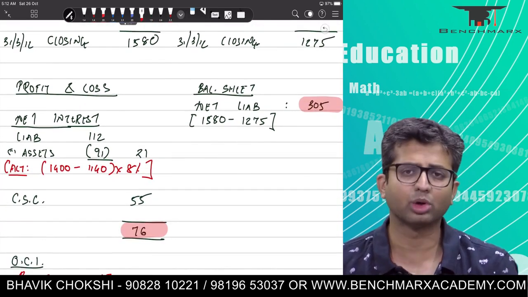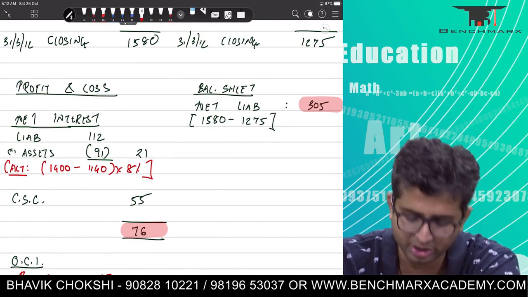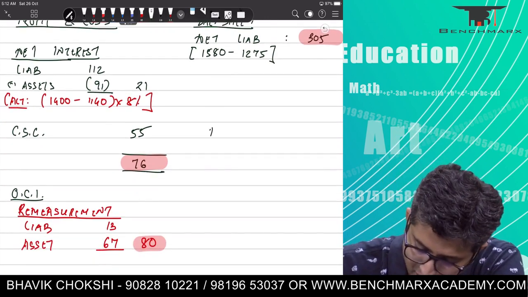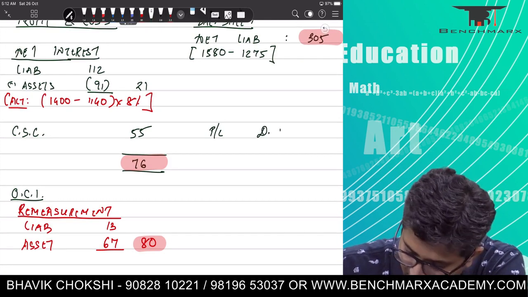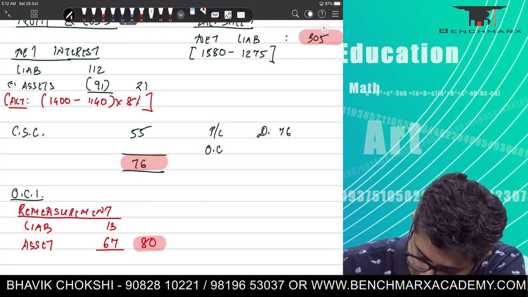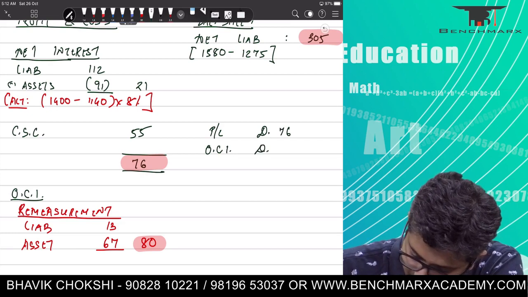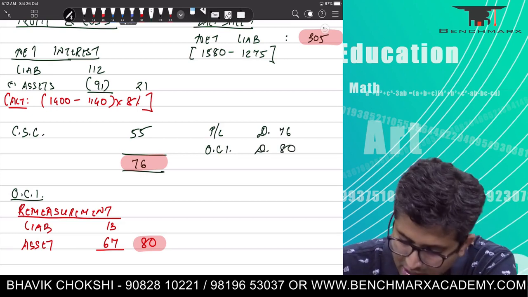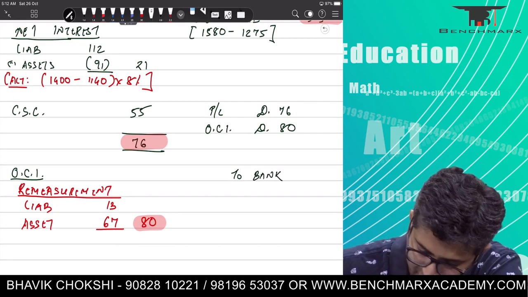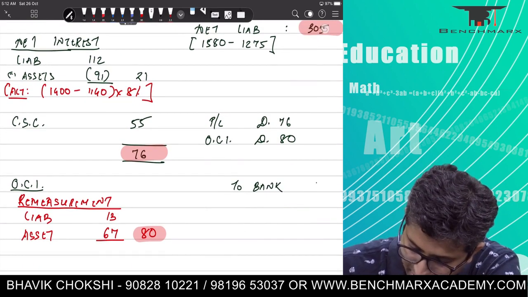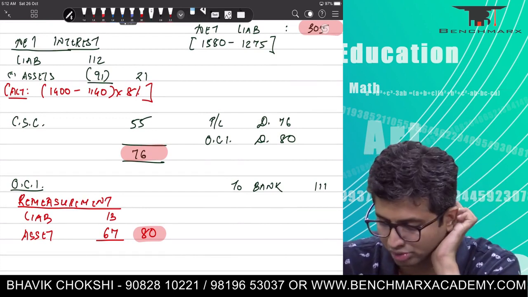Okay. Now the Institute also asks you to pass the journal entry. So in the journal entry, what is happening is your profit and loss gets debited by 76. Your other comprehensive income gets debited by 80. Now you are actually paying some money as well. So your bank gets credited by 111. This is the amount of contribution.